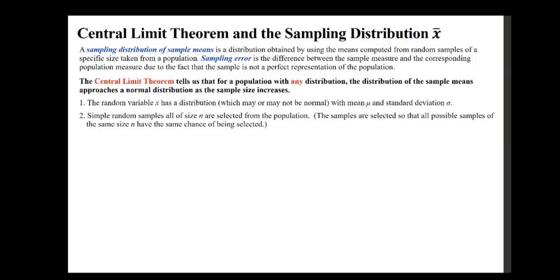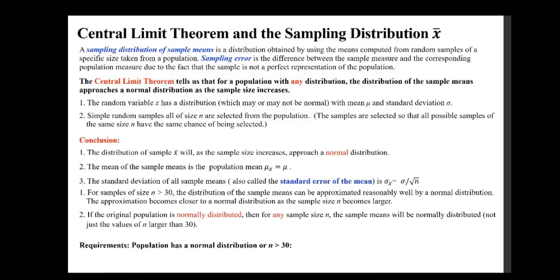The central limit theorem tells us that for a population with any distribution, the distribution of the sample means approaches a normal distribution as the sample size increases. One, the random variable x has a distribution which may or may not be normal with mean mu and standard deviation sigma. Two, the simple random samples of all size n are selected from the population. The samples are selected so that all possible samples of the same size n have the same chance of being selected.